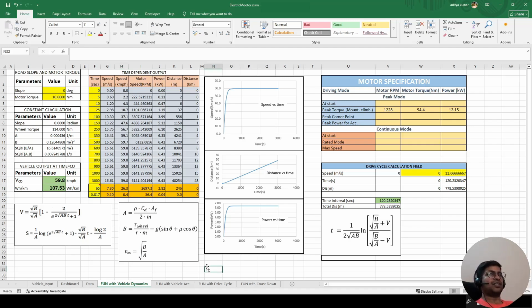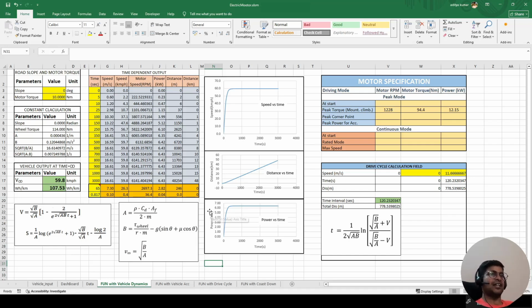Now coming to the visual representation, here is the speed in kmph versus time. I have taken the speed of the vehicle from this column and the time from this column, and drawn this curve. As you can see, after some time the vehicle speed becomes almost constant. And what is that constant value? 59.8 kmph, which is almost 60 kmph. Next, I have drawn the graph of distance in kilometers versus time, and as you can see, it keeps on increasing.